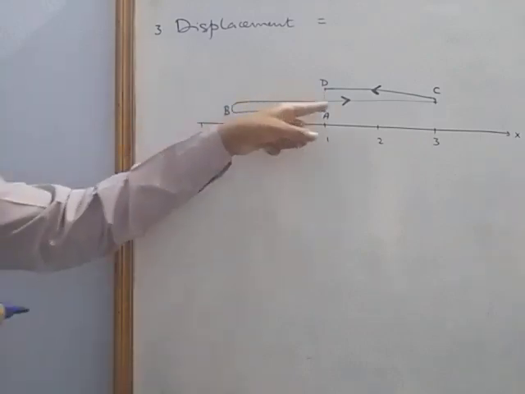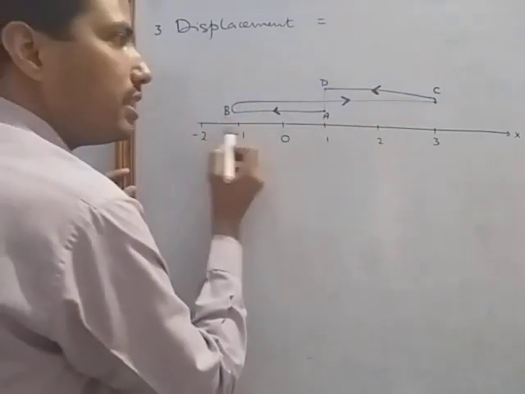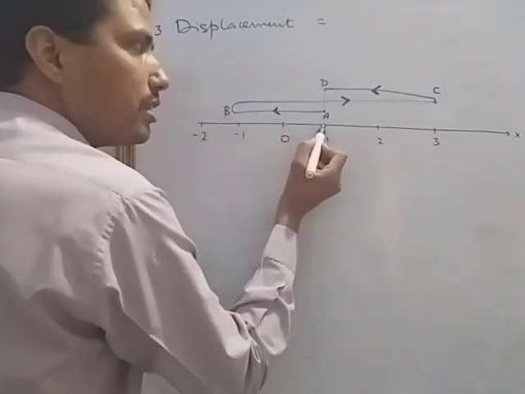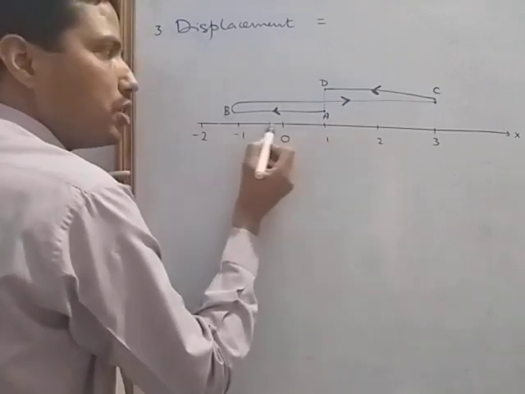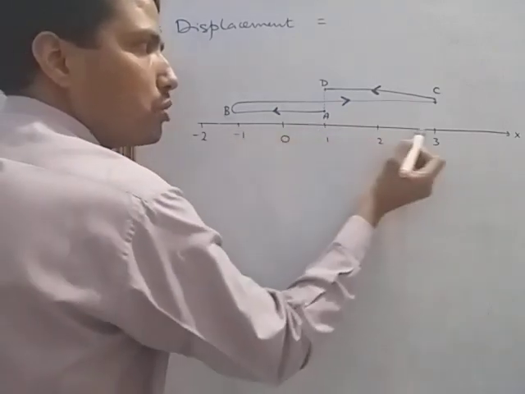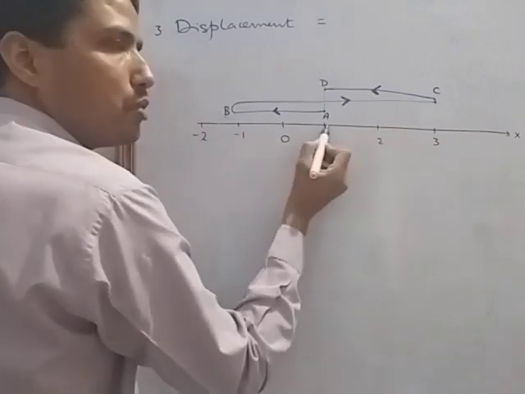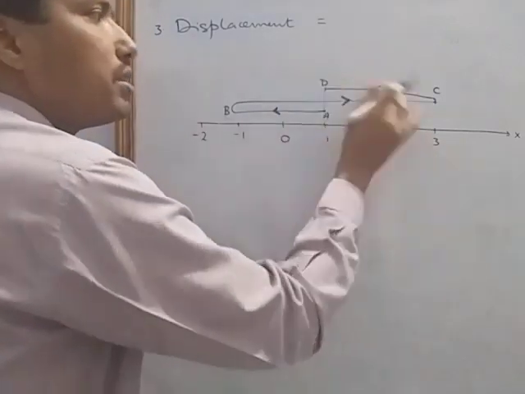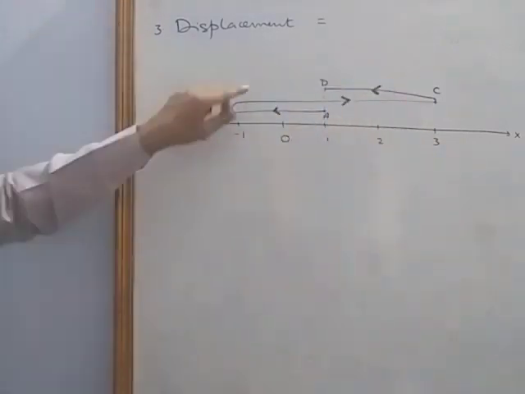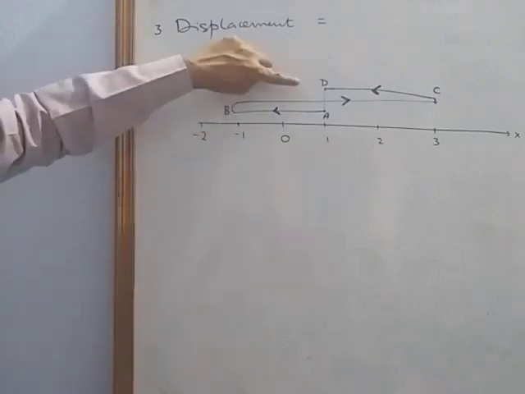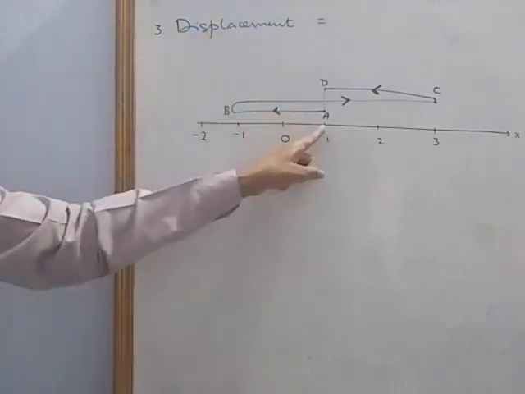Note that this is not the actual path. The actual path is on this axis. It is moving like this. I am showing the path from A to this point, then from this point to this point, and from this point to this point. But just to remember the path, I have indicated that. I am again pointing, this is not the actual path. The actual path is on which axis?